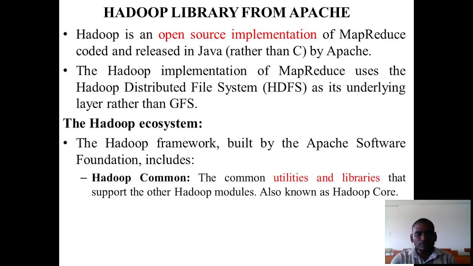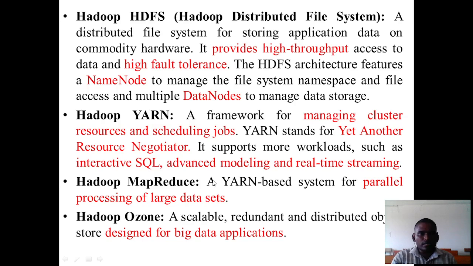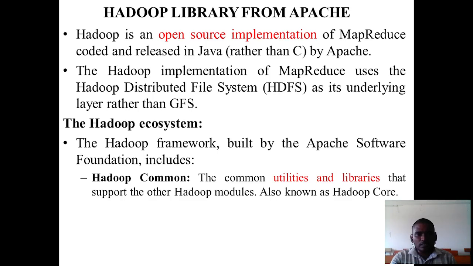In the Hadoop ecosystem, we have some functionalities. The Hadoop framework, built by the Apache Software Foundation, includes Hadoop Common, Hadoop HDFS, Hadoop YARN, Hadoop MapReduce, and Hadoop Ozone. These are the concepts in Hadoop. Hadoop Common is the common utilities and libraries that support the other Hadoop modules, also known as Hadoop Core. It's nothing but common utilities and backend files that support Hadoop.